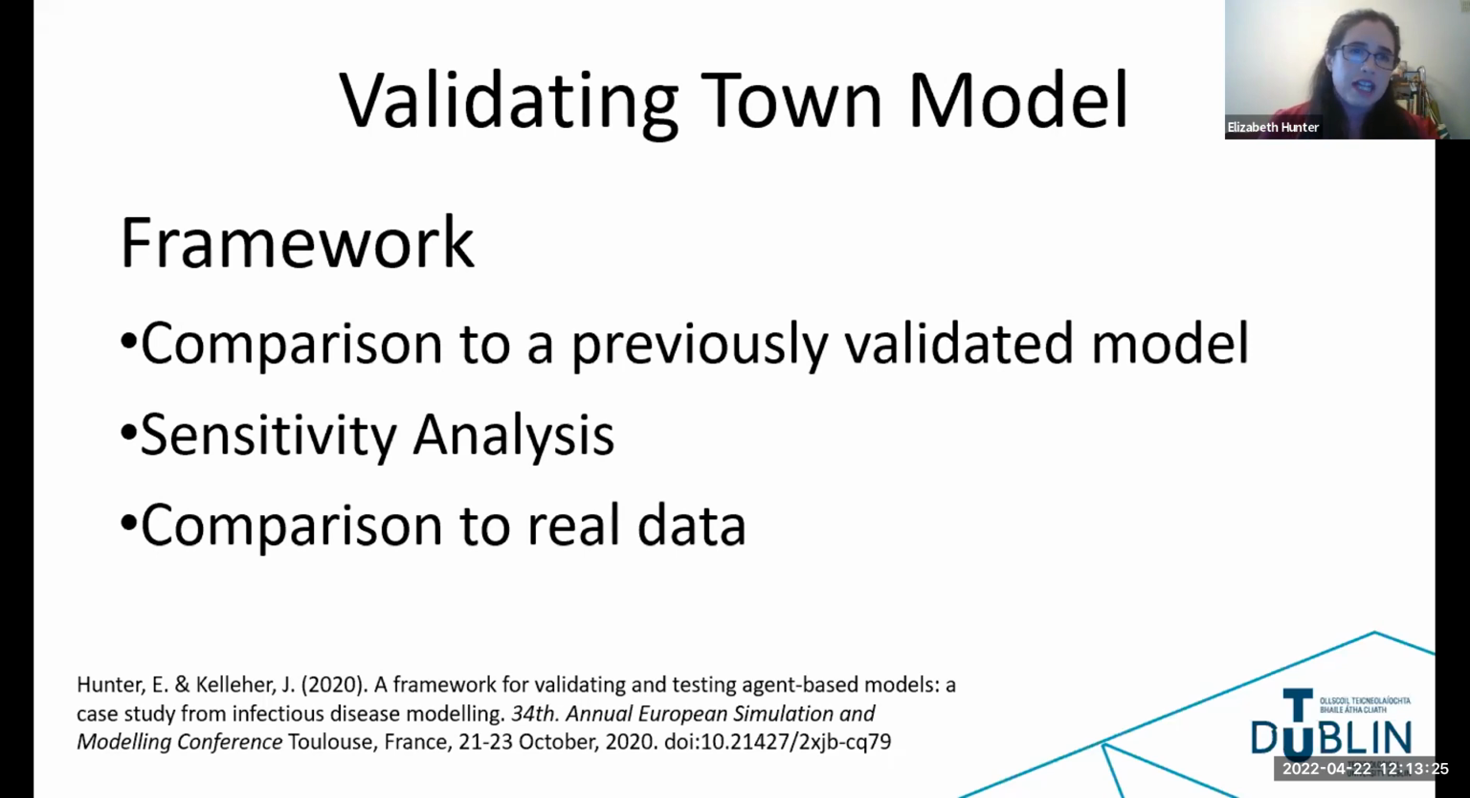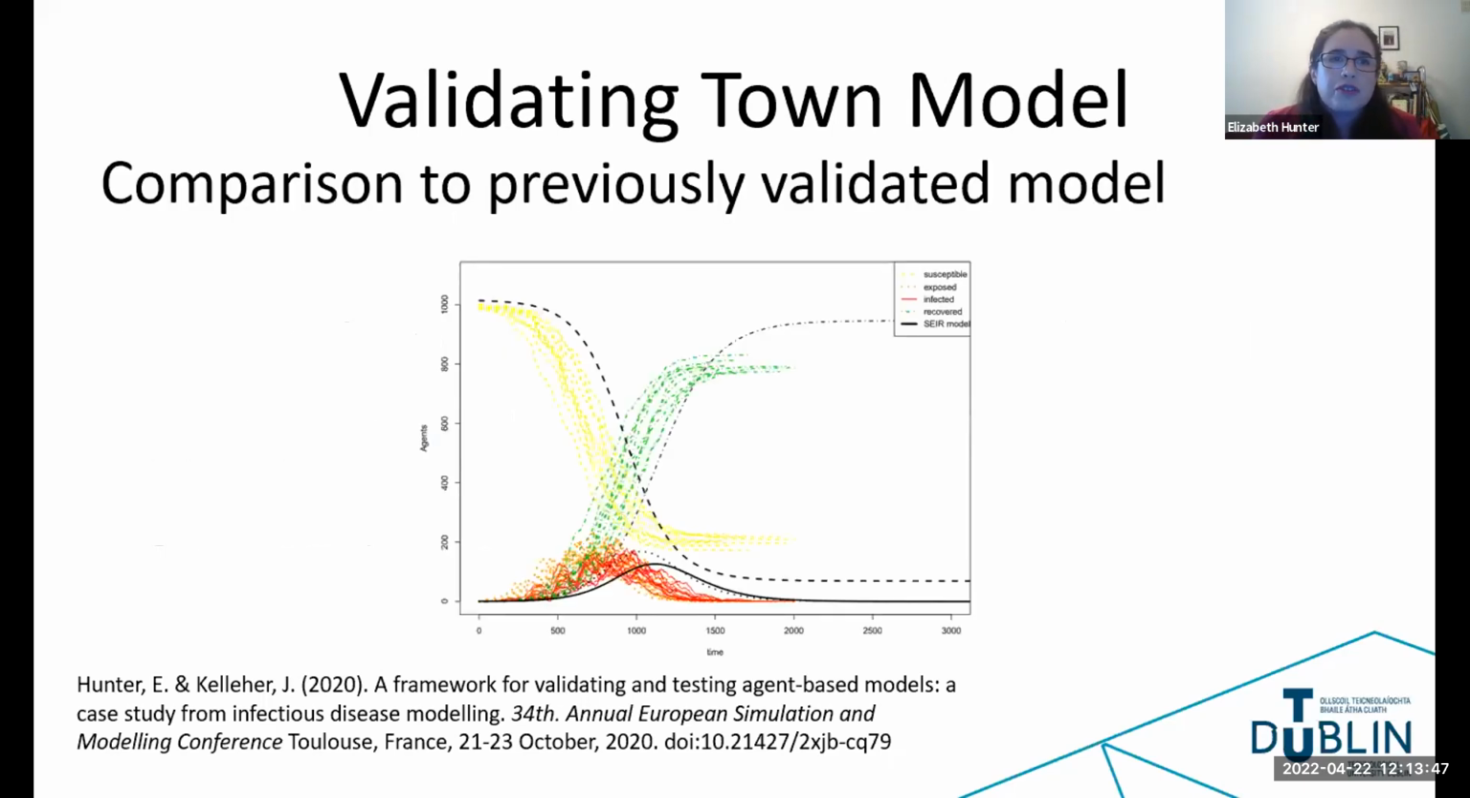Every time we scale up a model or create a new model, we use this framework to make sure that the model is valid. It's a 3-step process where we compare a model to a previously validated model. Then we do a sensitivity analysis, and if possible, we compare to real data. Sometimes we can't compare to real data. We don't always have that. But if we do, that's our last step. So, comparison to a previously validated model. This is our first step.